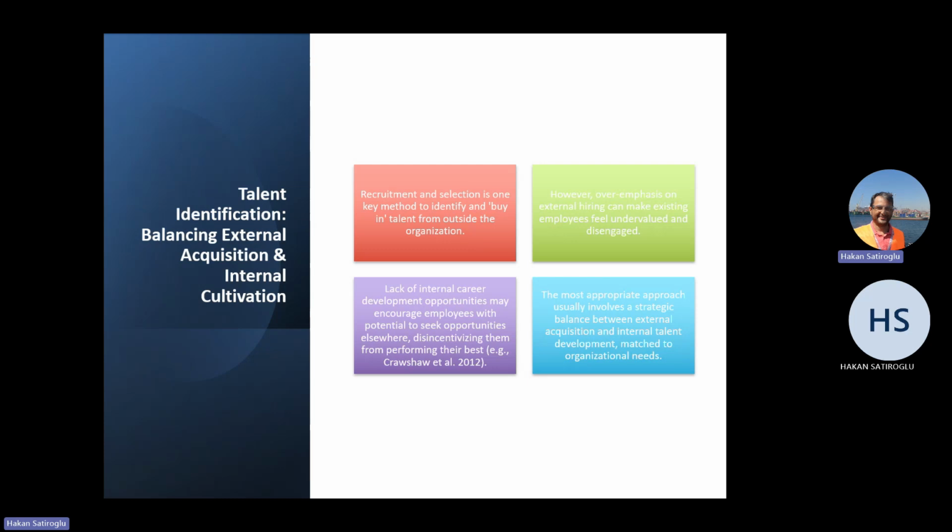Maybe you can create some positive discrimination for the internal resources rather than external resources, and lack of internal career development. So this is the section actually, because if you put a process in talent management or talent development, you need to accomplish a kind of career planning tool. So lack of internal career development opportunities may encourage employees with potential to seek opportunities elsewhere. This disincentivizes them from performing their best, which we don't want to see. Quiet quitting coming up. You see disengagement coming up.